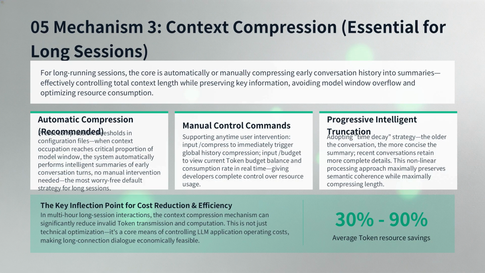The third mechanism is context compression, crucial in long sessions. Imagine chatting with an agent for a long time, context grows longer, costs grow higher. Hermes can automatically or manually compress early conversation history into summaries, preserving core info with shorter text. Through this approach, even long conversations' token consumption can be controlled within reasonable ranges, with savings of 30% to 90%.